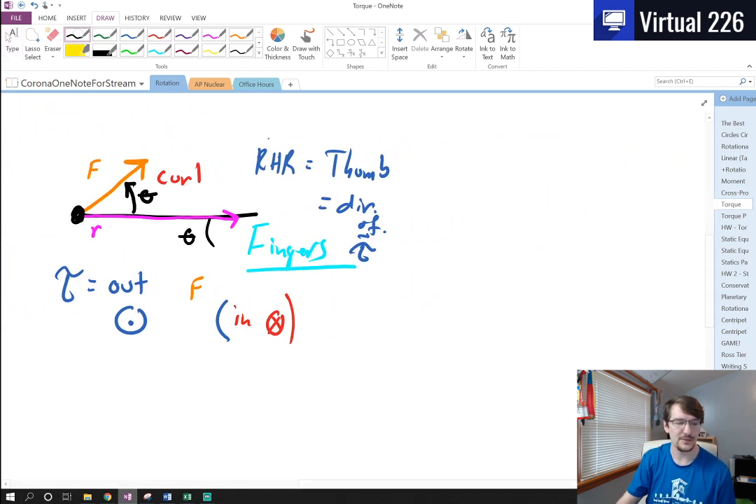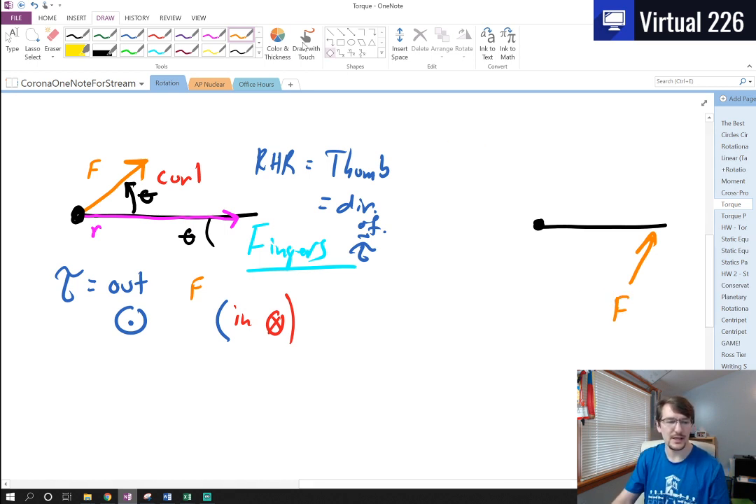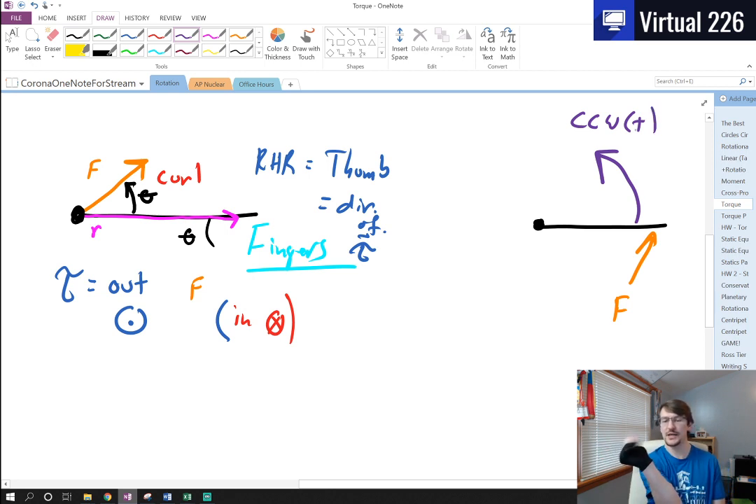The other way to think about it, if you're like, Botzer, I don't want to move vectors around, then what you can do is think about how this force is pushing on the door here. This door will rotate in this direction, the counterclockwise direction, what we call positive. And if it's rotating in that counterclockwise direction, if you just curl your fingers in that counterclockwise direction, the direction your thumb is pointing will give you the same thing. So that's two ways to take a look at that right-hand rule.